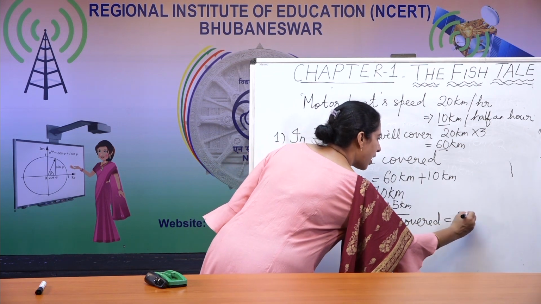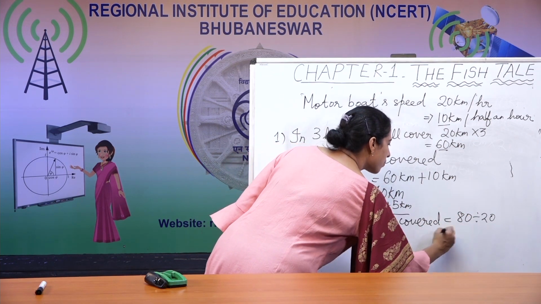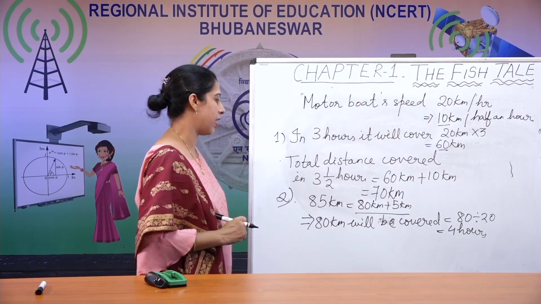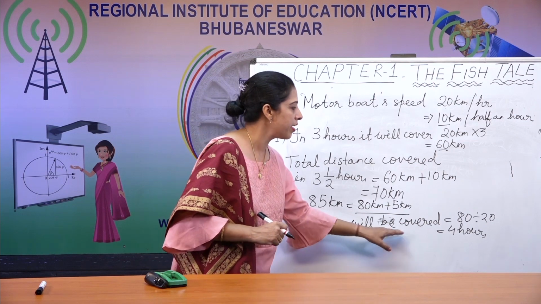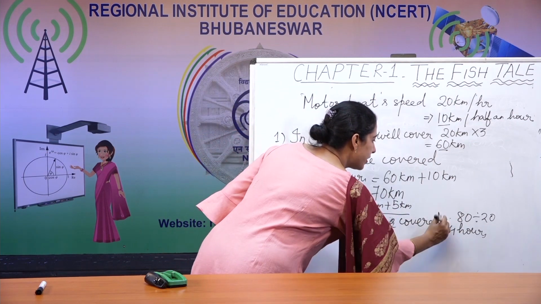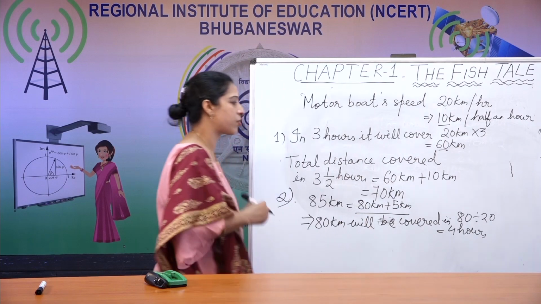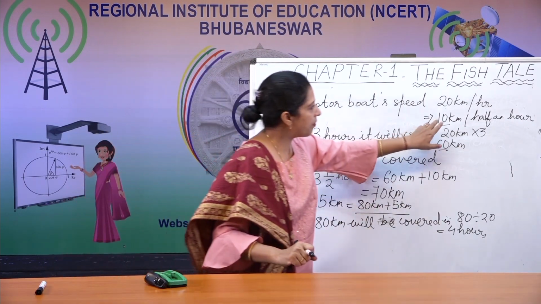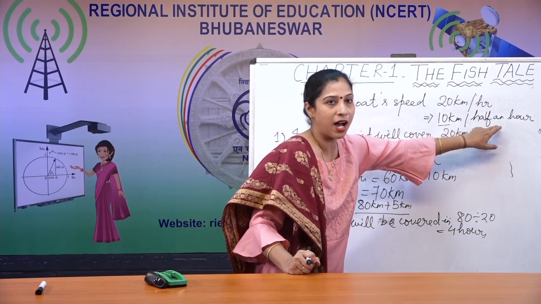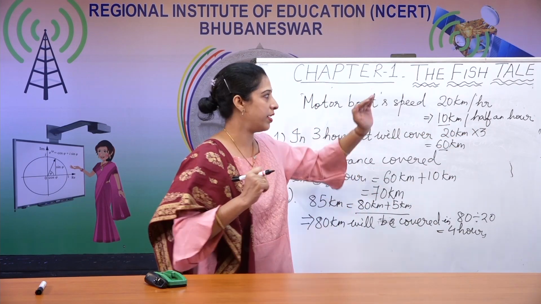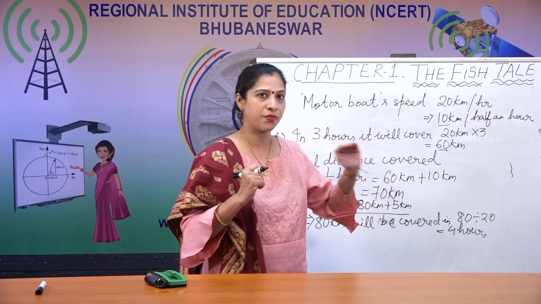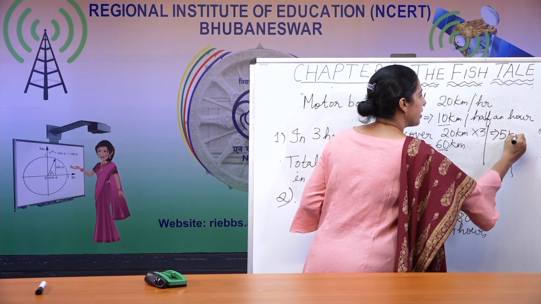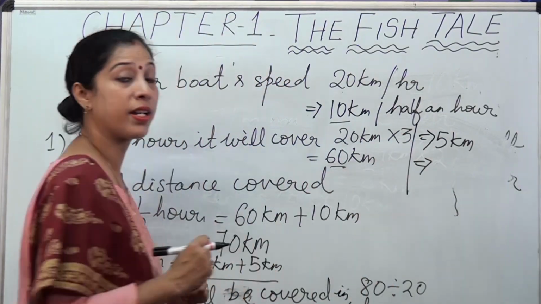80 divided by 20 is equal to 4 hours, because the speed is 20 kilometers per hour. So 80 kilometers will be covered in 80 divided by 20, which is equal to 4 hours. Now another 5 kilometers is left. From here you can see 10 kilometers in half an hour. So let's make it another half from that. So we find out it will be 5 kilometers in 1/4 of an hour.